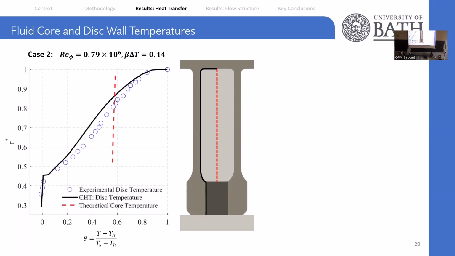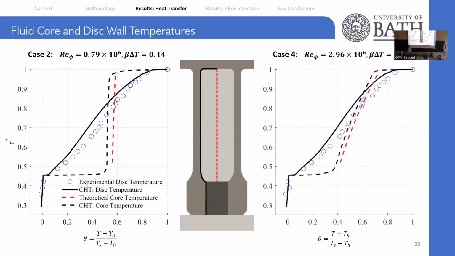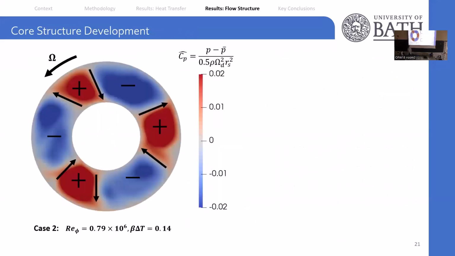We can also compare this to a theoretical core temperature derived within the university. And once again, we're able to capture that trend. If we also then look at a high rotation case, we can see that this has once again captured the results well, but we've also managed to capture that change in core temperature gradient. And that addition of the centrifugal body force within the energy equation was essential for capturing that change in temperature gradient.